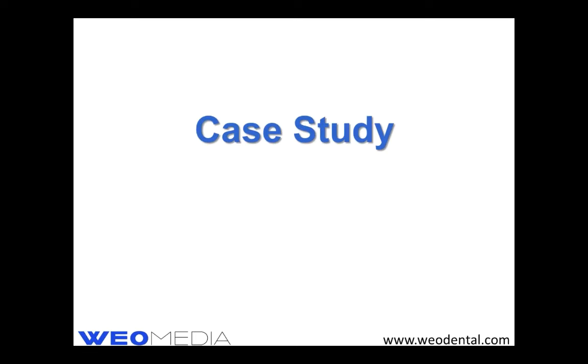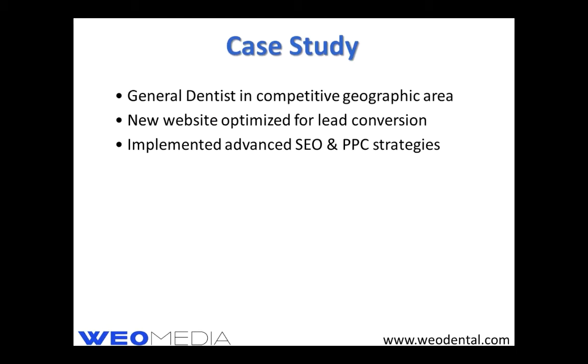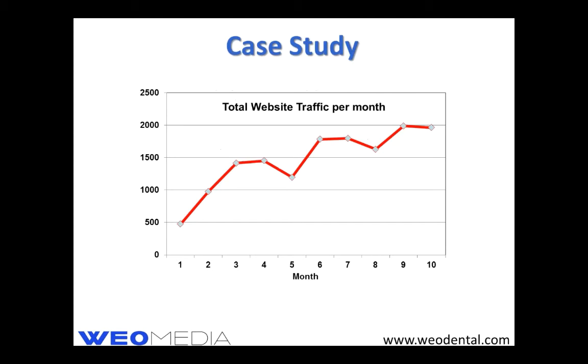I'm going to show you a case study here. This is not a $10,000 a month kind of client, but this client is at about $2,000 to $3,000 a month, so it's still a pretty solid budget. This is a client up in the Seattle, Washington area. They have a nice new website. It's optimized for lead conversion. They're doing search engine optimization and pay-per-click with us and some other things as well. But it's a very competitive market.